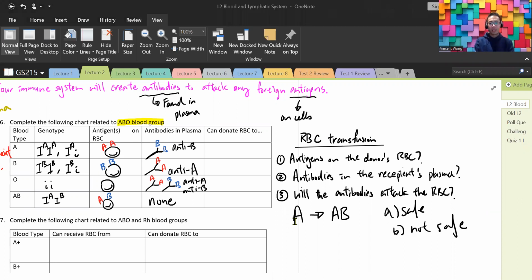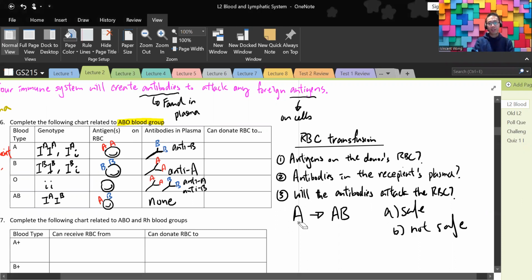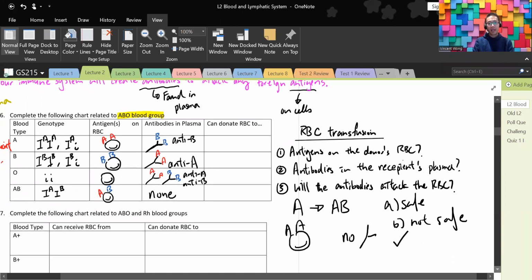Okay, that was 30 seconds. Most of you answered safe. Let's see why it is safe. First, A is given to AB. So what is the antigen on the donor's RBC? Well, if you're type A, you would have A, right? What kind of antibodies do you have in AB? Well, if you look at the chart, there are no antibodies, right? No antibody. And so when you do the transfusion, that's okay, because there will be no antibodies to attack the incoming cells. Therefore, it's a safe transfusion. So this is safe.